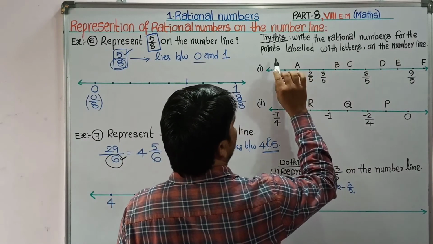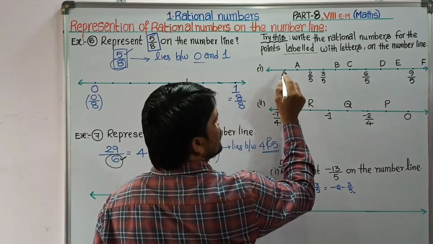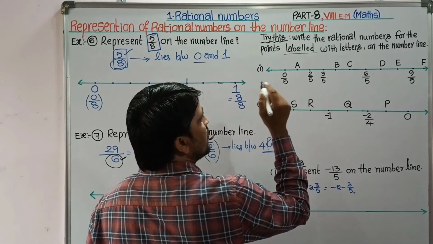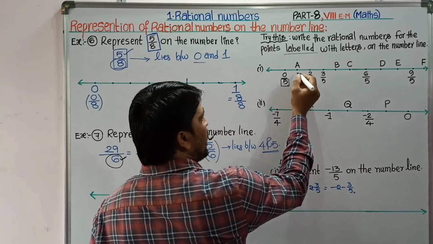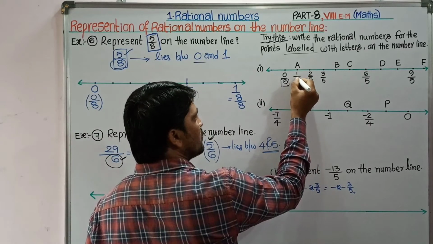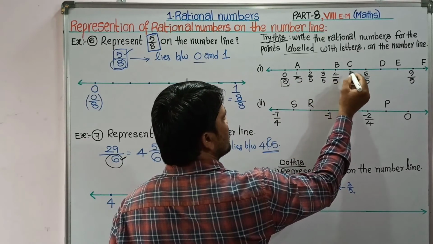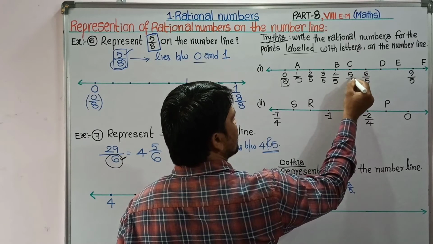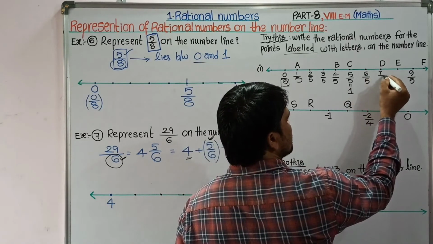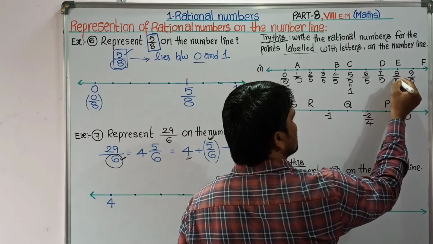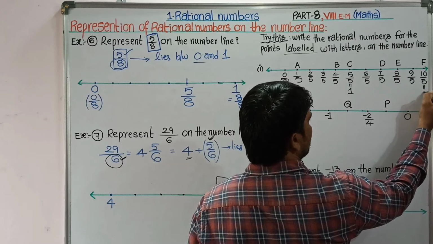Write the rational numbers for the points labeled with letters on the number line. Each 1 unit length of the number line is divided into 5 equal parts, as the denominator is 5. So A is next to 1 by 5, 2 by 5, 3 by 5. B is 4 by 5. C is 5 by 5, which equals 1. Next 6 by 5, 7 by 5. E is 8 by 5, 9 by 5. F is equal to 10 by 5, which is equal to 2.